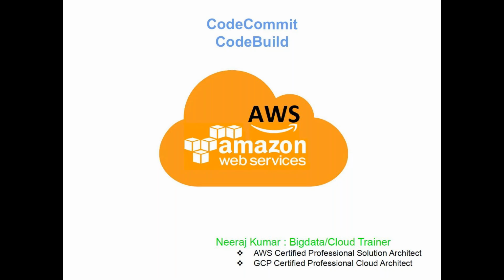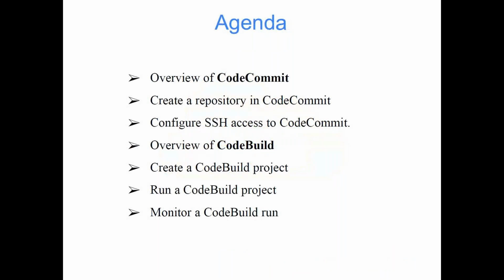So let's start with the agenda. Overview of CodeCommit. We'll be creating a repository in CodeCommit. We'll configure SSH access to CodeCommit. Overview of CodeBuild. We'll create a sample CodeBuild project, run a CodeBuild project, and monitor a CodeBuild execution. So these two topics will be covered, and we'll be doing everything practically so that you can get more practical knowledge and complete hands-on.